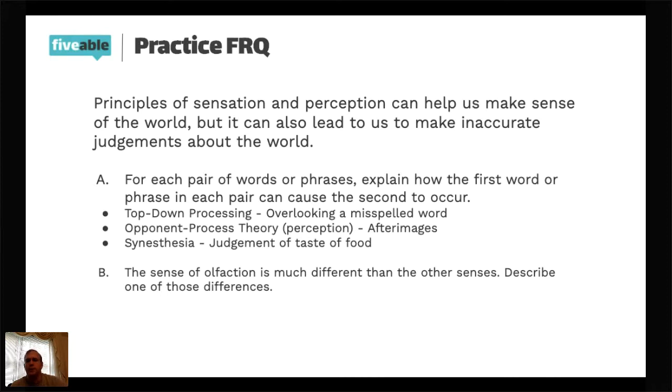So opponent process theory of perception is, have you learned in your classes about the opposing pairs of cones in your retina? In other words, we have red, green, blue, yellow, and rods for black and white. Does that sound familiar?